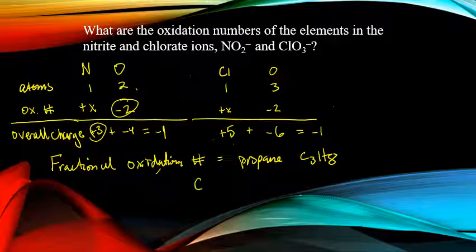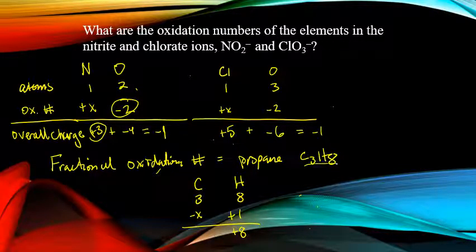So when I set up my data table with the C's and the H's, I have 3 atoms of carbon and 8 atoms of hydrogen. Each hydrogen is a +1, and I'm going to put just an X for the carbons. So I have a total of +8. Notice in this case, it is not an ion, so the sum of my oxidation numbers should equal 0.